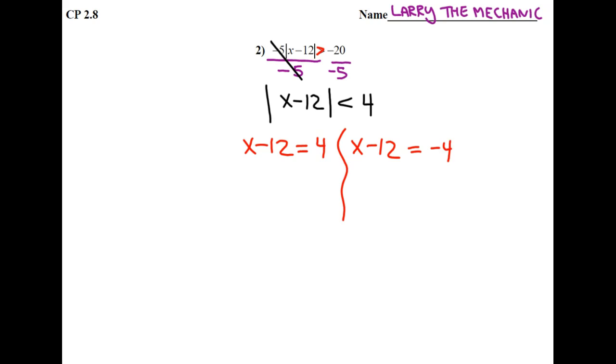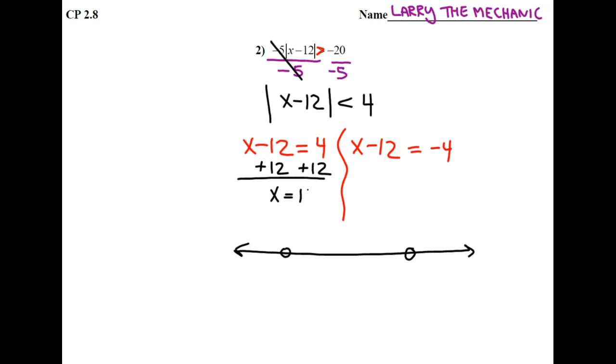Because you know what's going to happen when we're all said and done here, we're going to graph this on a number line. This is like the test point method. So we're going to have 2 points on this number line that we're going to have as boundary points. So for the boundary points, add 12 to both sides. That's going to be 16.